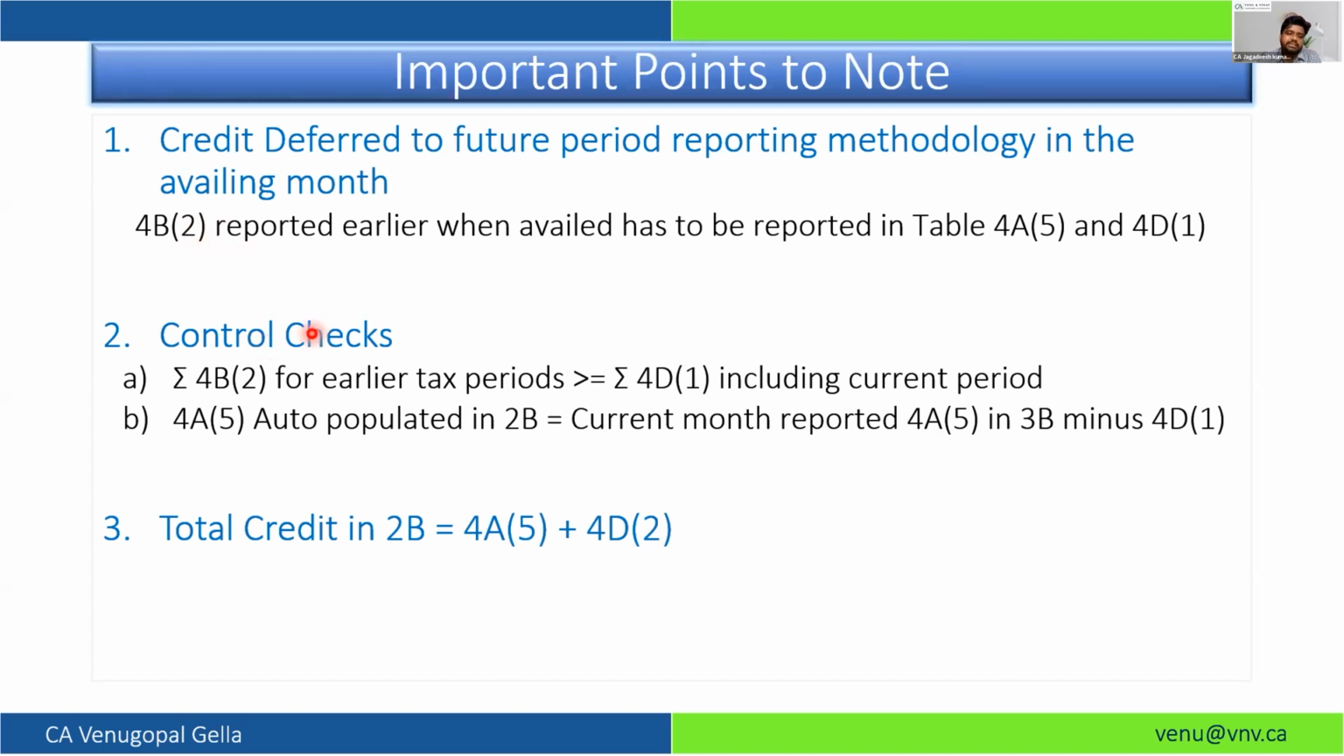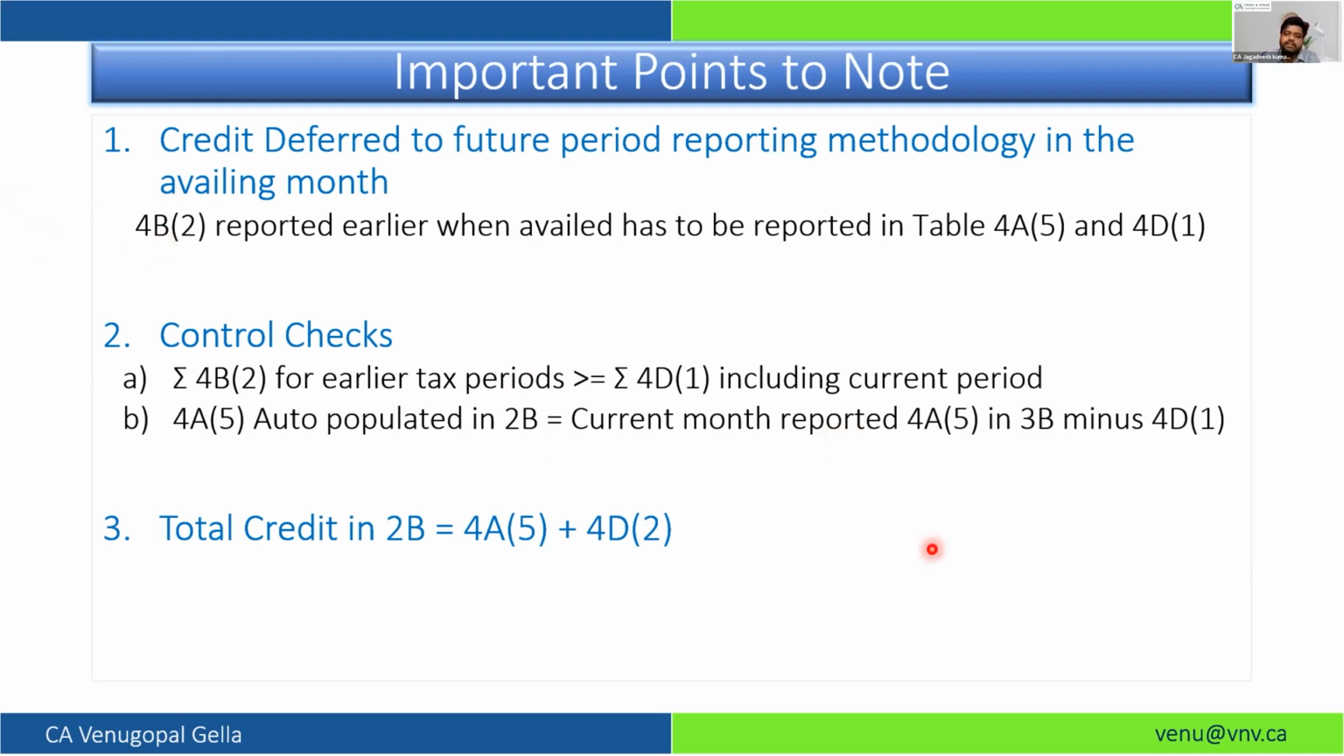So coming to the control checks. What is 4B2? The temporary reversal. All the cumulative temporary reversals should not be more than the cumulative 4D1. What is 4D1? 4D1 is the reclaimed credit. So in any case, that reclaimed credit should not be more than the cumulative reversal. Okay. Coming to 4A and then 4A5, the auto-populated figure from 2B. This is the figure coming from 2B in every period. So current month reported 4A5.